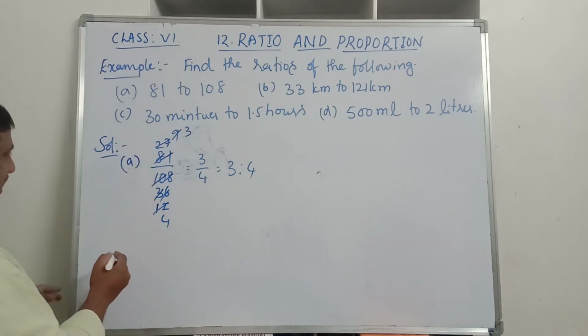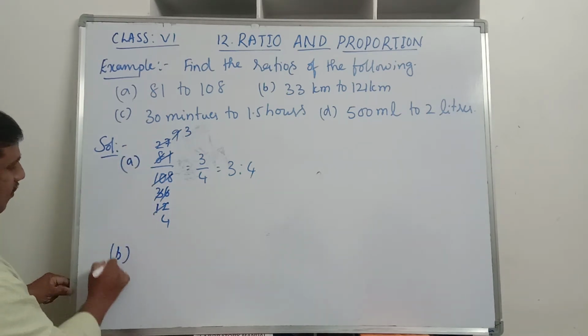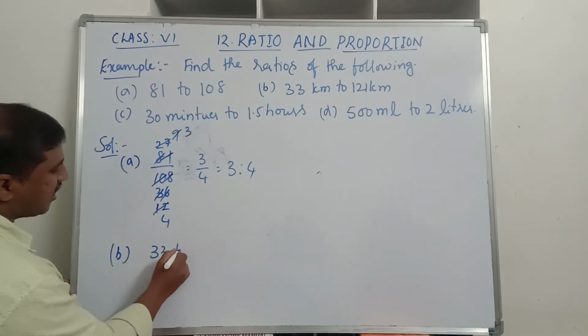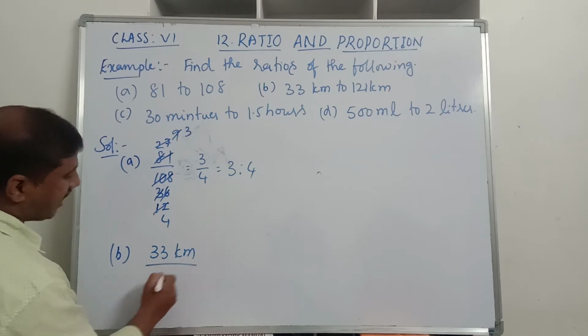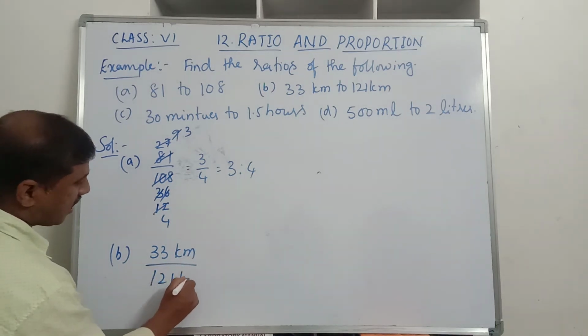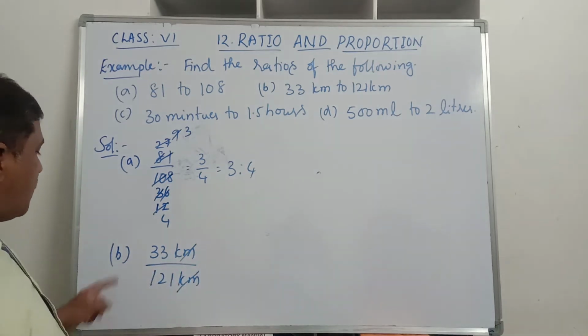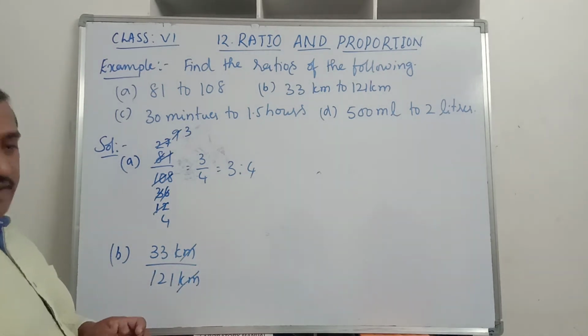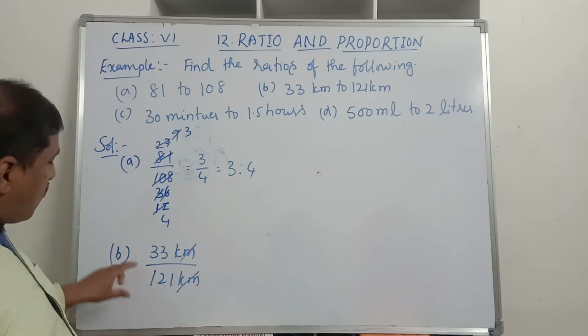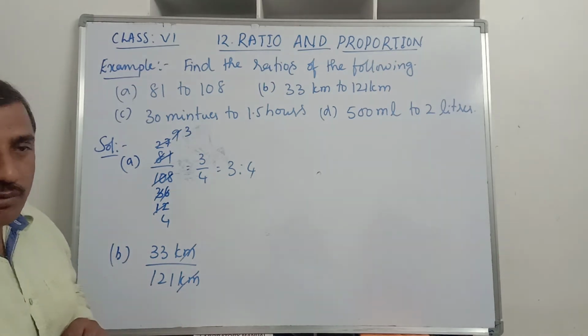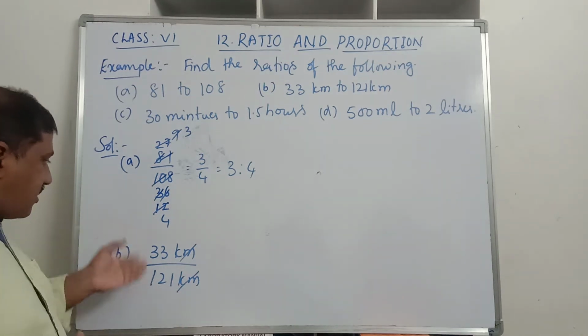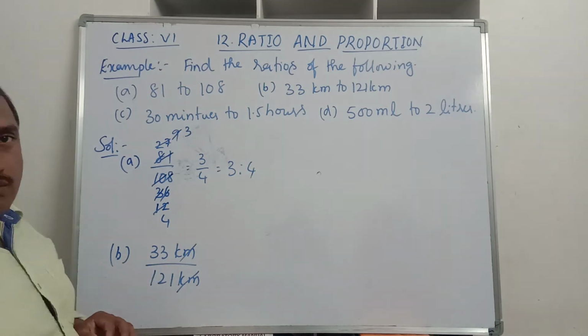Then the second bit is 33 kilometers. Same units are there: 33 kilometers divided by 121 kilometers. With the same units, you cancel the units first. Now 33 and 121. Check whether it is divisible by 2. No, both are odd numbers, not divisible by 2. Next is 3. 3 plus 3 is 6. It is divisible by 3.